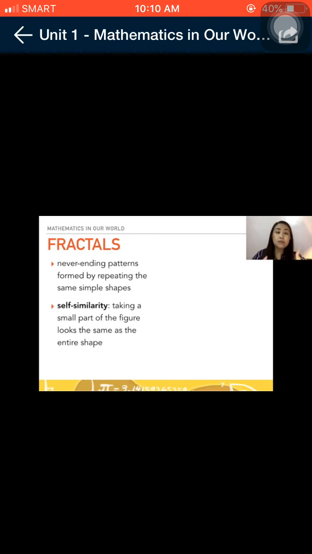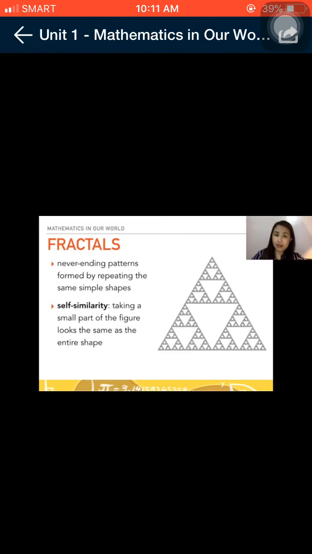So what self-similarity means is when you take a small part of the figure, it still looks the same as the entire shape. This is an example of a fractal. This triangle is called Sierpinski triangle. Okay. This is a fractal. As you can see, it's formed by repeating the same simple shapes. The simple shape is a triangle.